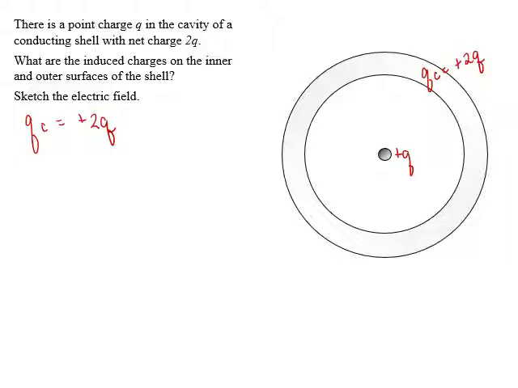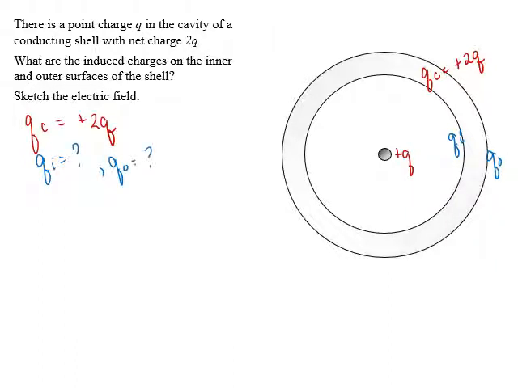We know that we're going to get some induced charges. This positive charge plus q here is going to pull some negative charge to the inner surface. Let's call that charge Qi. And we also know that it's going to affect the charge on the outer surface. Let's call that Qo. So we're asked, what is the charge on the inner surface and what is the charge on the outer surface?